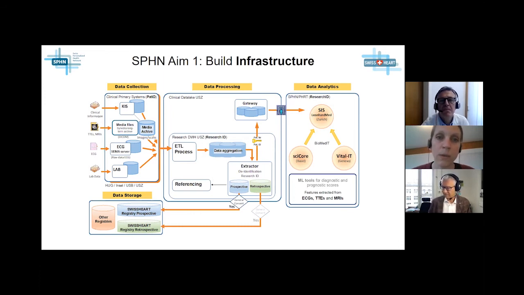Other processes which are also fundamental are, of course, to set up de-identification standards and processes which allow for correct and adequate pseudonymization of the data. And finally, also a secure and very performant transfer of these huge data sets to the nodes.